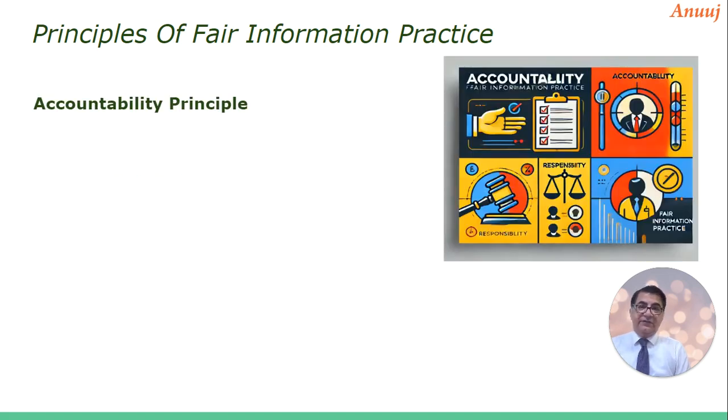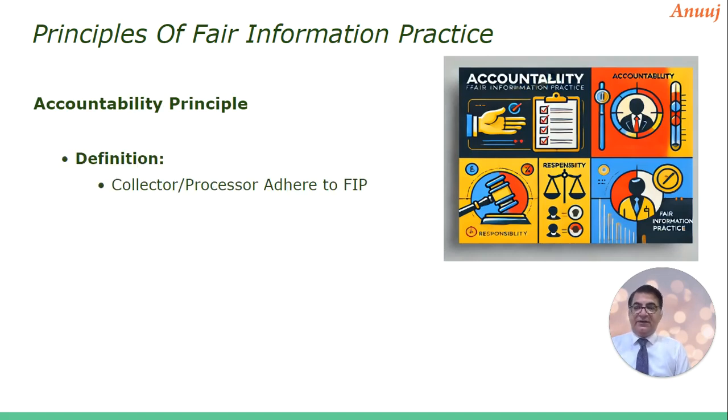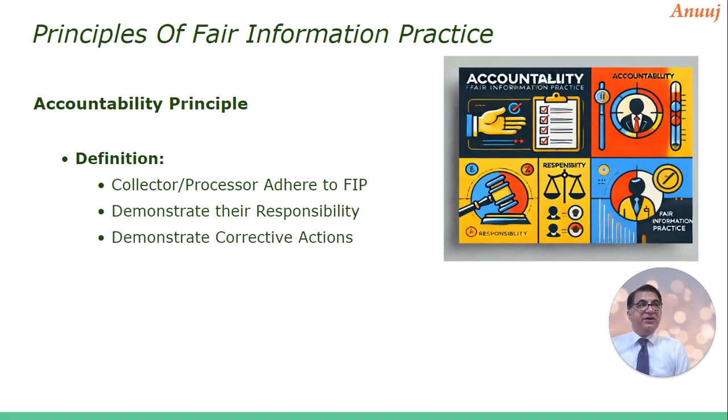Then accountability, which is most important, and this comes on the part of the organization, the processor as well as the collector. They need to adhere to FIP principles. They need to demonstrate that they are following these practices. They have to demonstrate their responsibility, and they have to demonstrate that they are taking corrective actions if there is an issue. It's very important principle of data privacy.